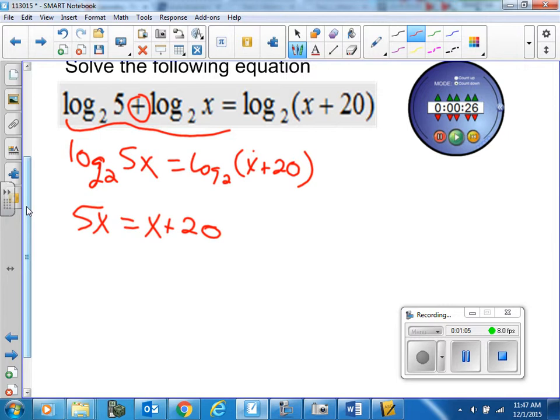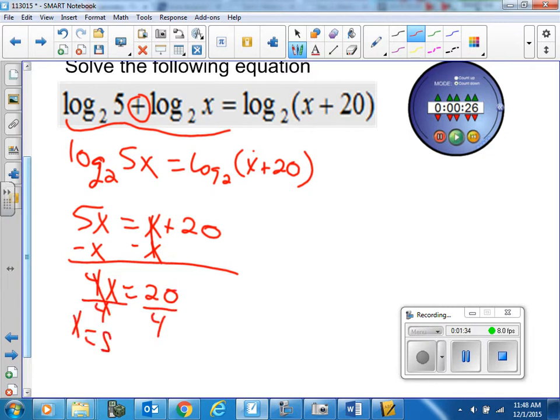Oh, no. Did you write this part? I didn't drop the parentheses. Okay, well, the only reason I have the parentheses is just to show it's log base 2 of both those. Like in the calculator, you put in parentheses. Yeah, but right here, you don't have to keep them at this point. Now you'd want to subtract x. You end up with 4x is equal to 20. Divide by 4, and you get x is equal to 5.